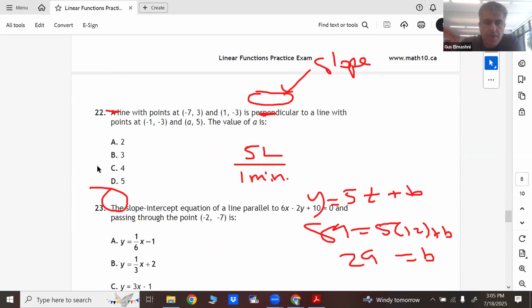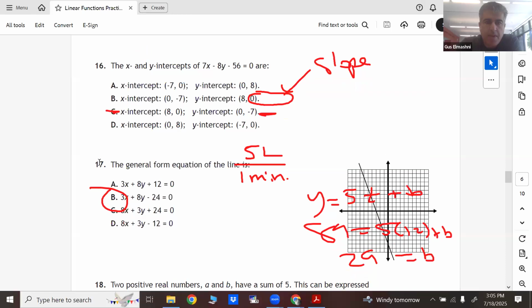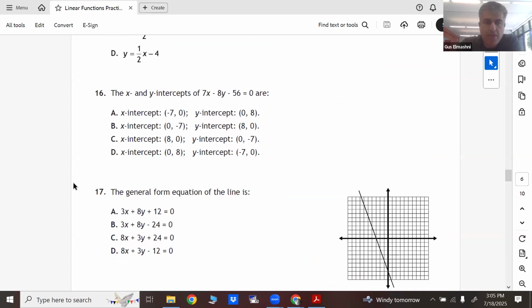I think that should be sufficient for understanding what's happening here. I don't want this video to be too long. But again, you want to find y-intercepts, find the slope. Actually, we could probably do 17. That could be our last one for today.